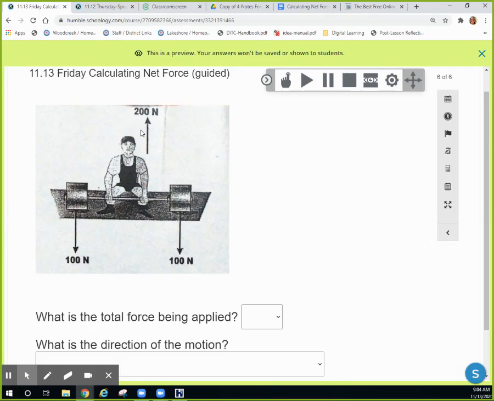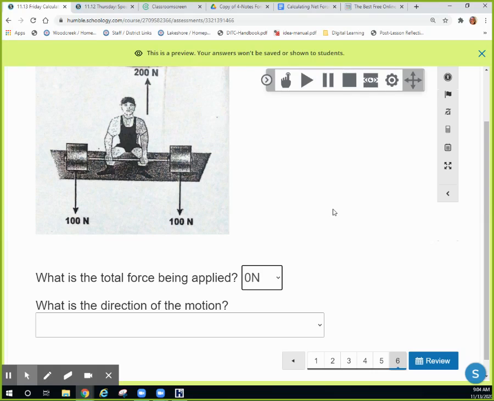So we have a total force of 200 pulling up, and we have a total force of 200 pulling down. Your total force is 200 minus 200. So my net force is 0. 200 minus 200. Now, when your net force is 0, that means that this object's motion will not change. This object's motion is balanced. The forces are balanced, therefore there is no change in motion.